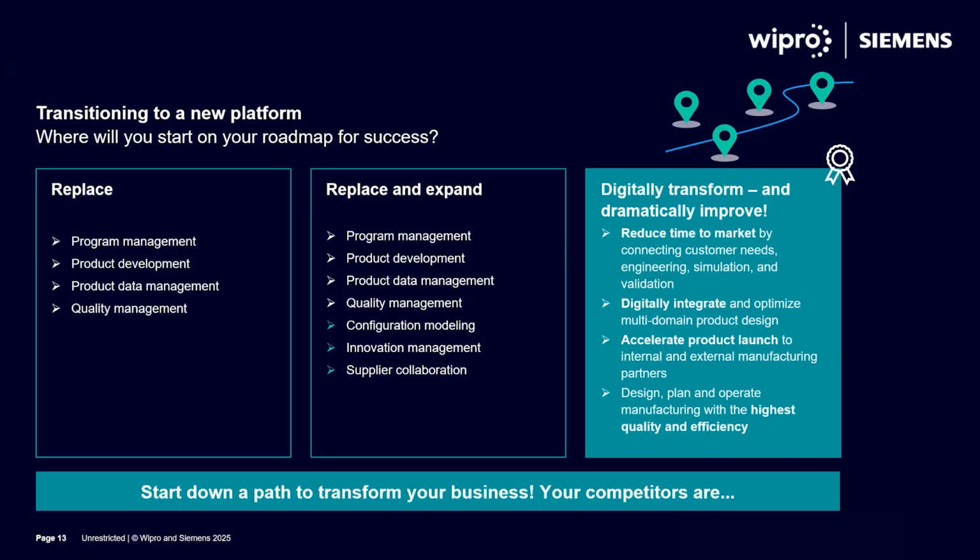Initially, this may appear to be the most logical and expeditious transition path. But are you missing an opportunity to fundamentally improve? The second option is to replace your as-is functionality and also expand to include additional functionality in the new platform. This could be a good option if you want to gradually transform your systems and processes.